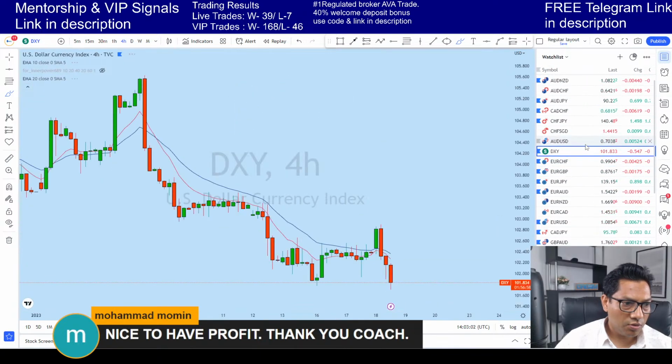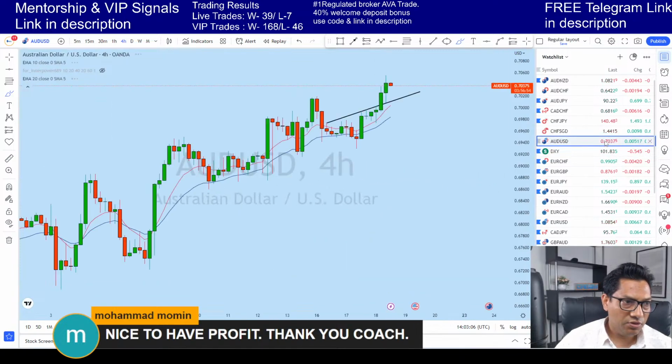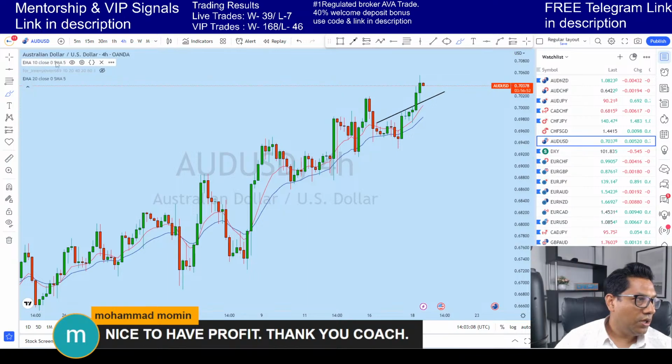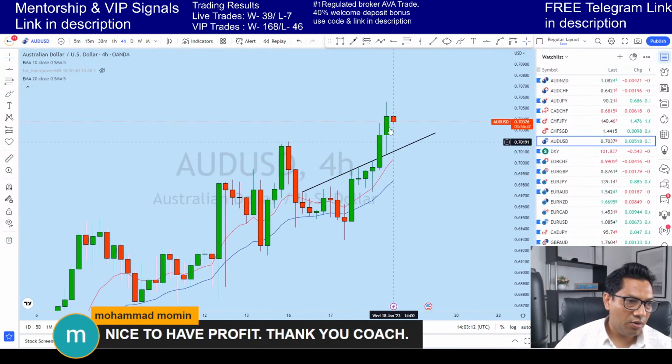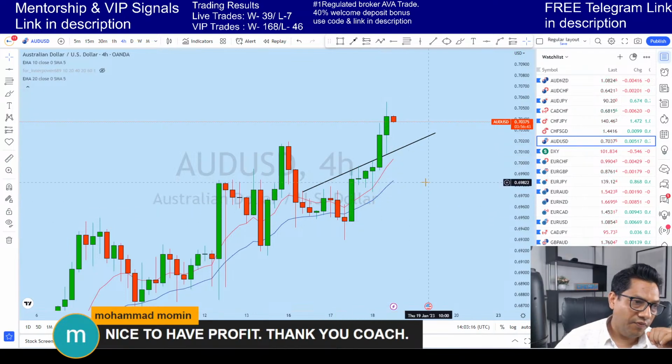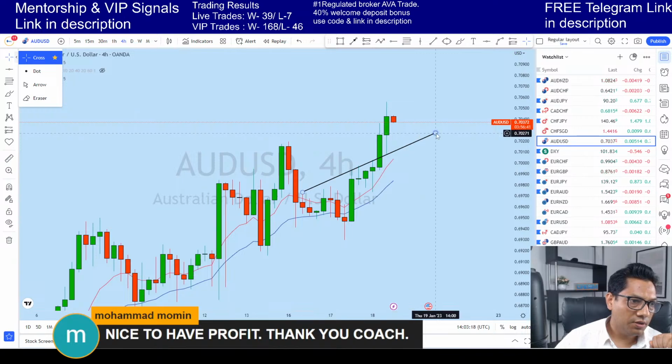So I'm just looking at all of them. The way DXY has formed is highly bearish. Now AUD USD, looking at AUD USD, guys, we see that there is a middleman on AUD USD, and this price action is also very strongly bullish.